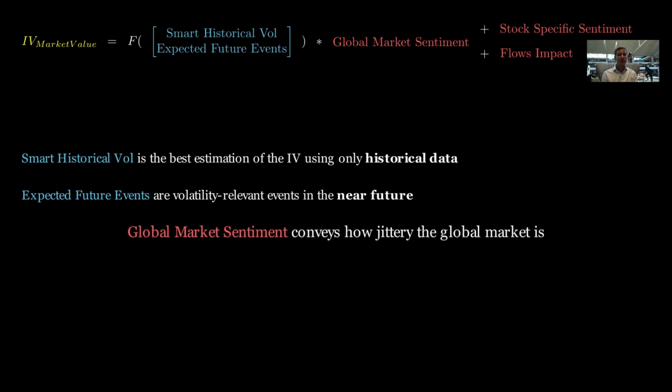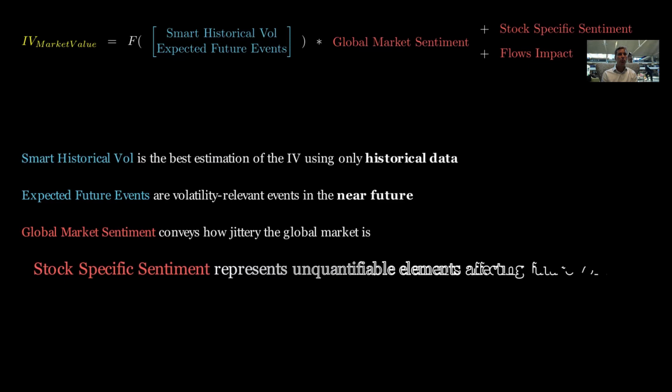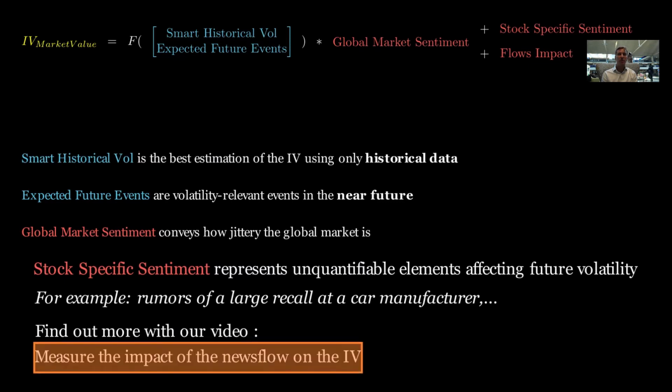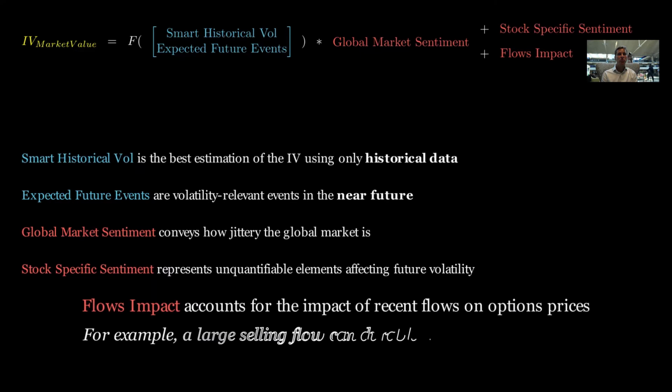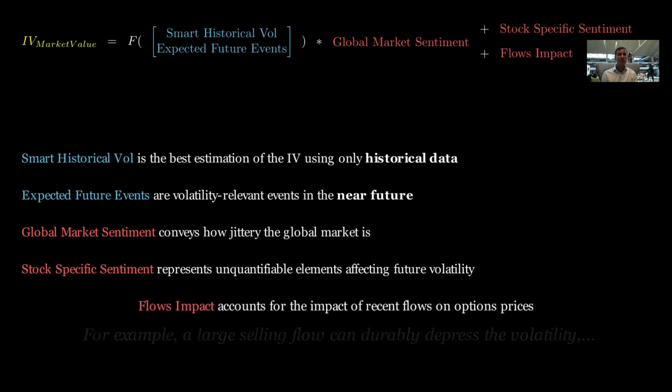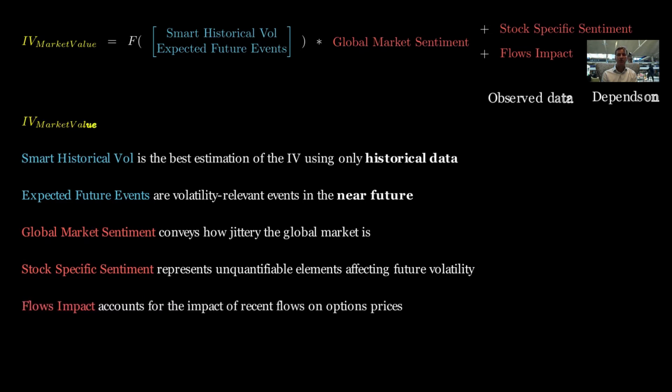Global market sentiment is an adjustment coefficient used to factor in the market's risk aversion level. Stock-specific sentiment accounts for the context surrounding a company, which may increase the vol in case of uncertainties. Flows impacts are the result of market-limited liquidity in the presence of buying or selling interests.